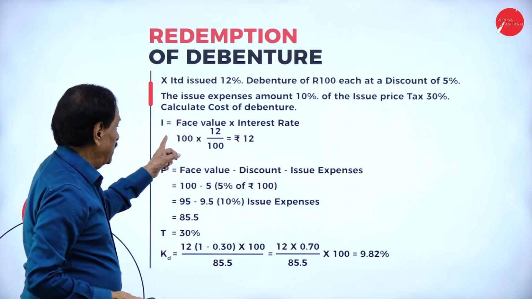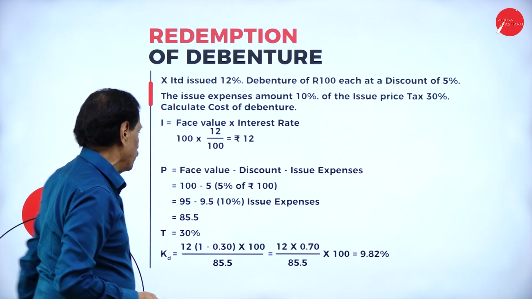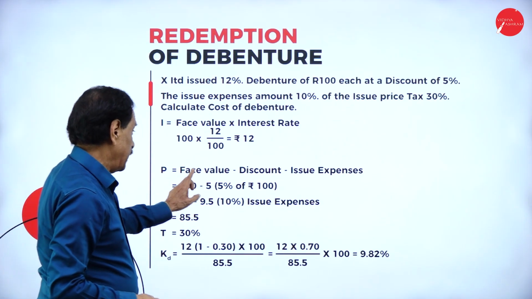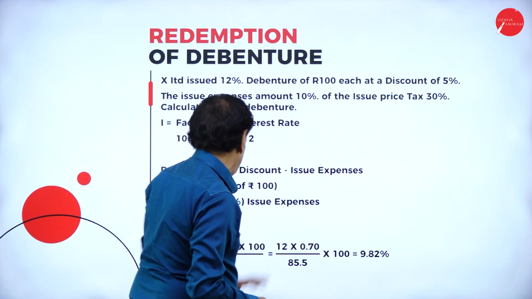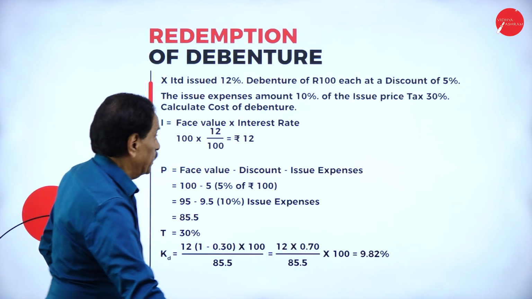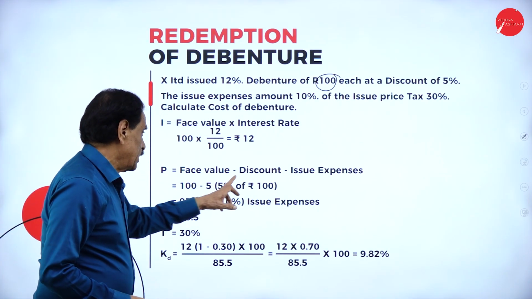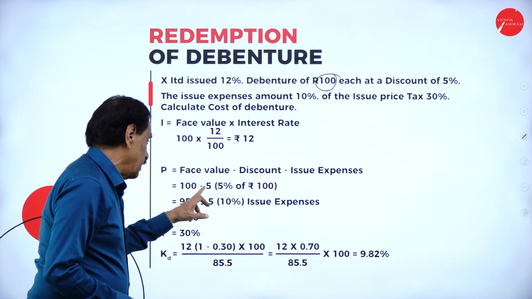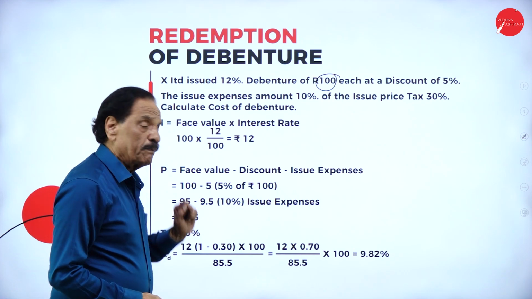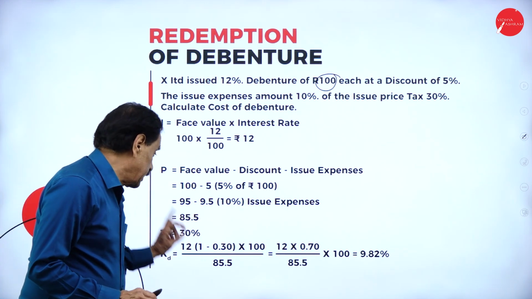I is interest: face value into interest rate, 100 into 12 by 100, is 12 rupees. Now come back to P, the market price of the share: face value minus discount minus issue expense. Your face value is 100 rupees. Then minus discount 5% on 100 is 5 rupees. It comes to 95. The 10% is 9.5. It works out 85.5. The tax rate is 30%.